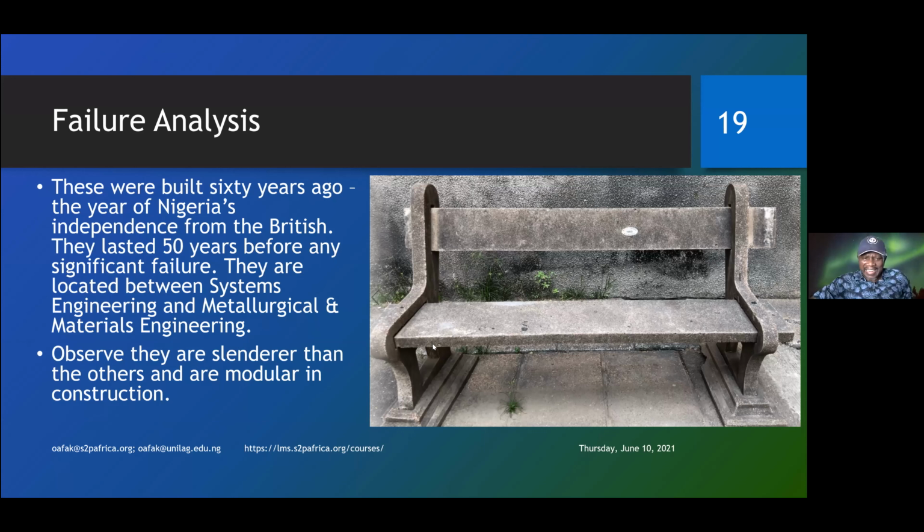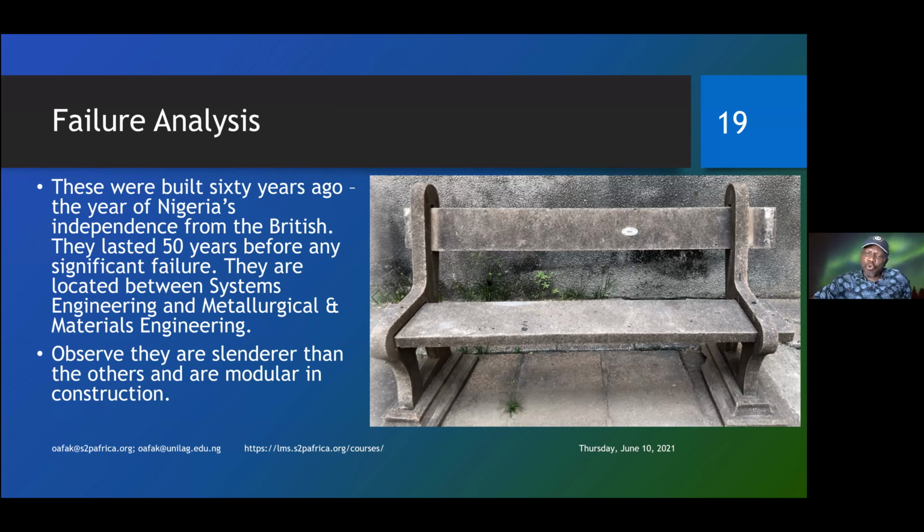Observe the slender nature of the slab. They are more slender, compare the slab here to the one you saw before. These are slender and they are modular. You can pack them into 1, 2, 3, 4 pieces, and so you can transport them easily. These were properly designed. This was when the British were still here.